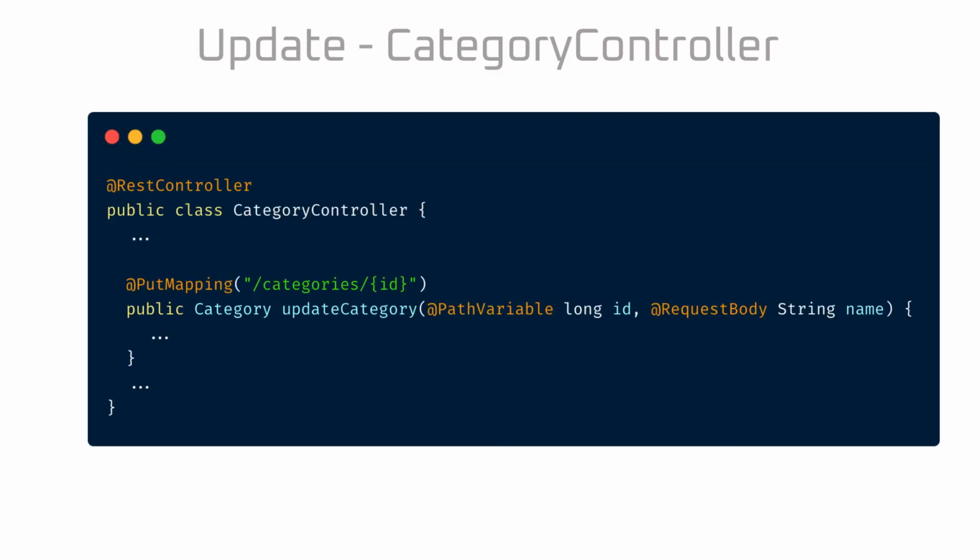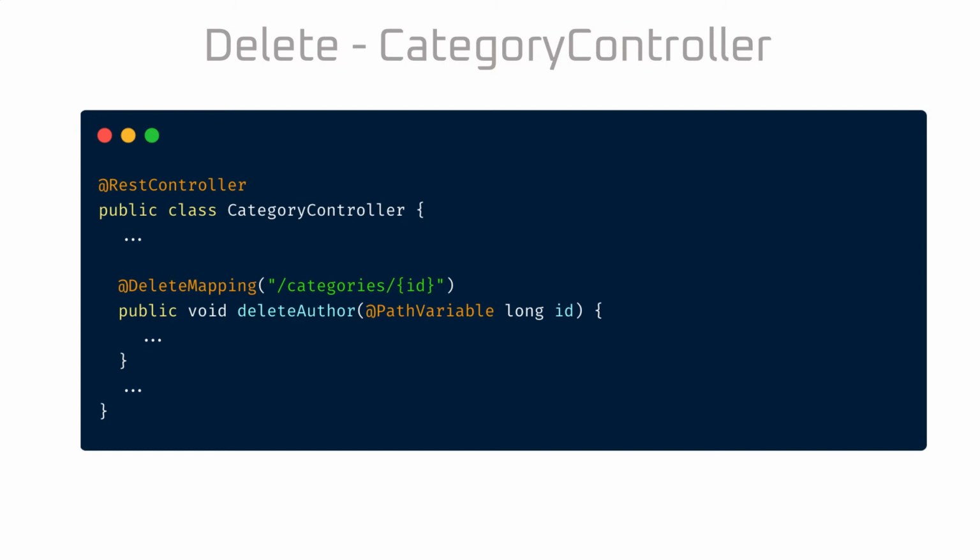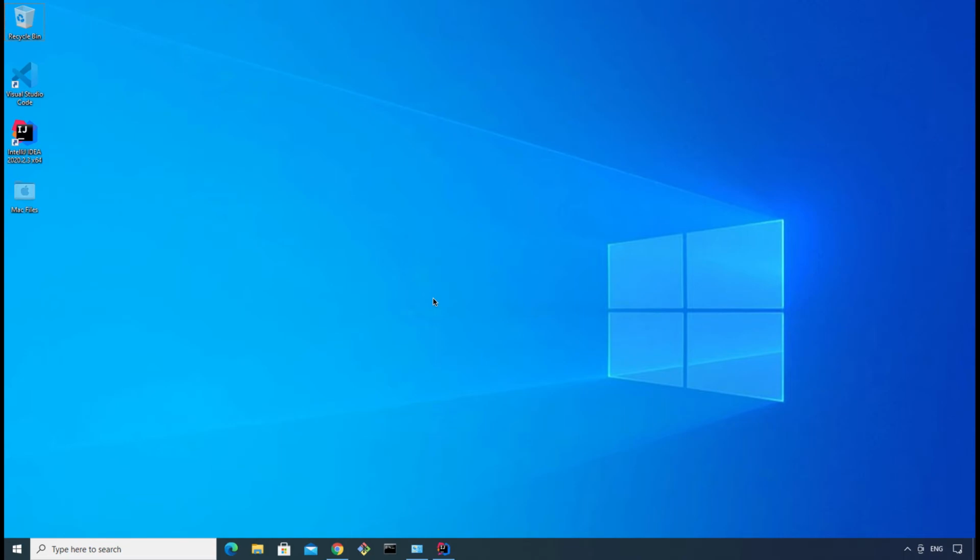To update an existing category, for example, changing the name of a category, we will use the @PutMapping annotation. Here, we are also using the path variable to pass the ID and the new name that we will use for this category. Finally, to delete a category, we use the HTTP delete request using @DeleteMapping. Here, we create a method that accepts a category identifier as a path variable and removes the applicable category from our database. Let's switch to our IDE.